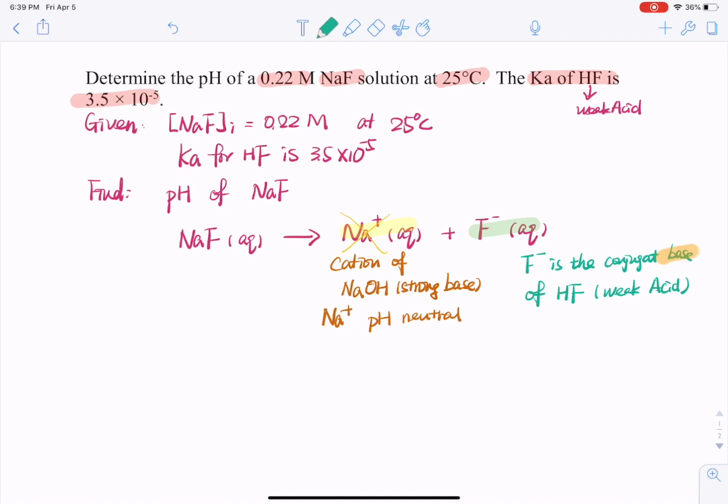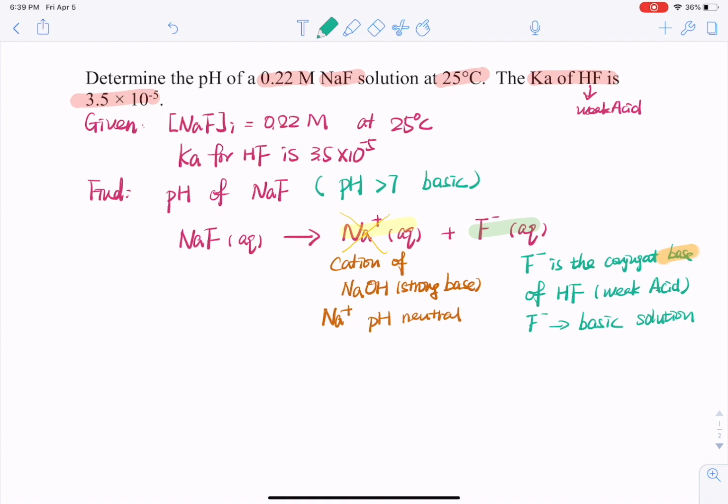So what do you think this fluoride ion is going to turn the solution into? Yes, it's going to make our solution basic. First of all, you should analyze this. So at the end, your pH value is probably going to be bigger than 7. Why? Because we just decided it's a basic solution. Now let's look into what the actual value is going to be.